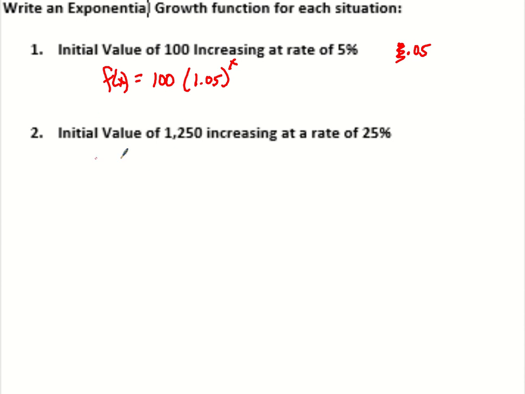Okay, try this one on your own. So initial value 1250, we are increasing at a rate of 25%, so that'd be 1.25, all raised to the power of x.